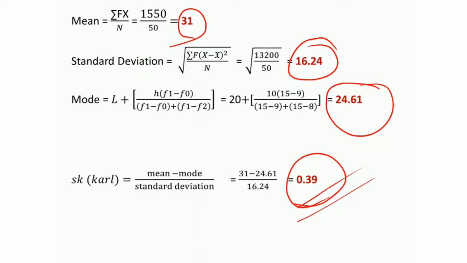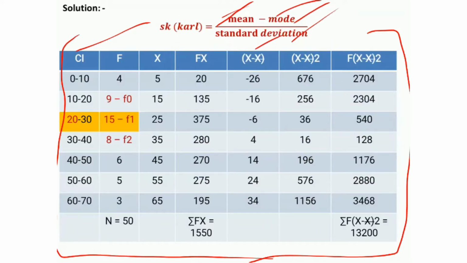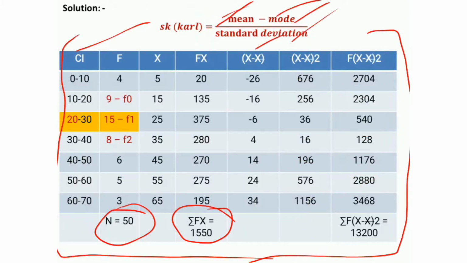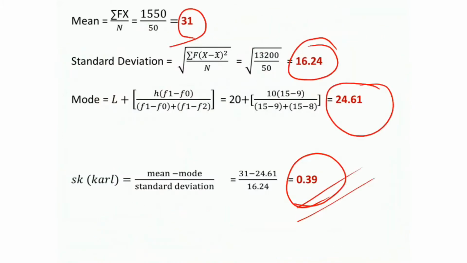Okay, so simple. I'll give a small hint. Mean is summation fx divided by n. Summation fx is 1550 divided by n, that is 31. I hope students know how to get these summation fx values. The next one is to find the mode.